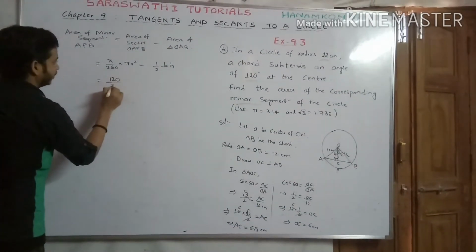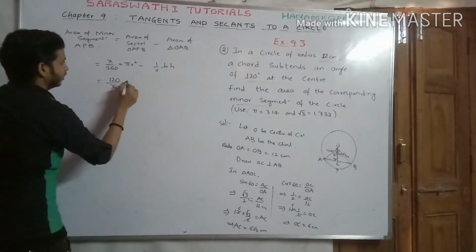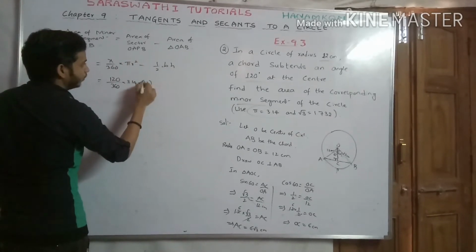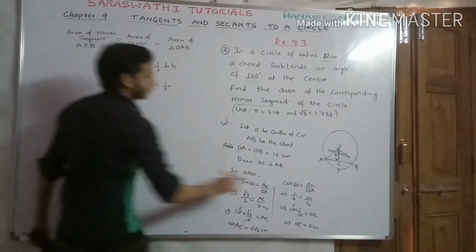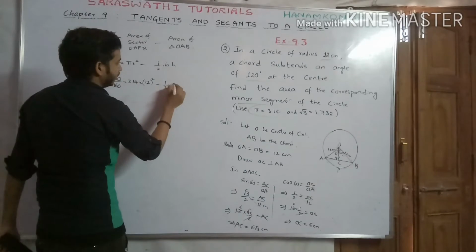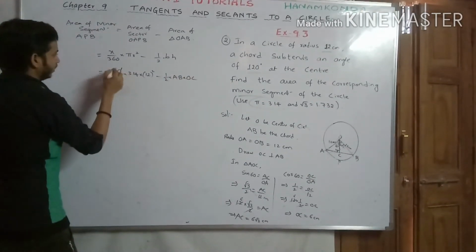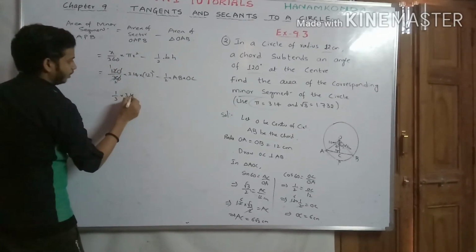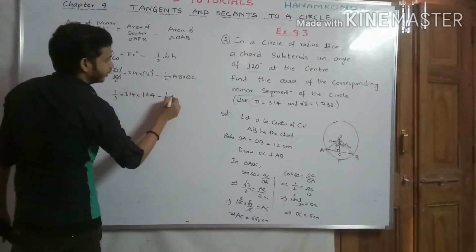So 120 by 360 into pi, where the value of pi is taken as 3.14 since it is mentioned in the question. So 3.14 into r square, that means radius is 12 square. 12 centimeters is given. So 12 square minus half into base of the triangle AB and height OC. So the zeros get cancelled, 12 by 3 is 4. So 1 by 3 into 3.14 into 12 square, 12 12 is 144, minus half into AB value.